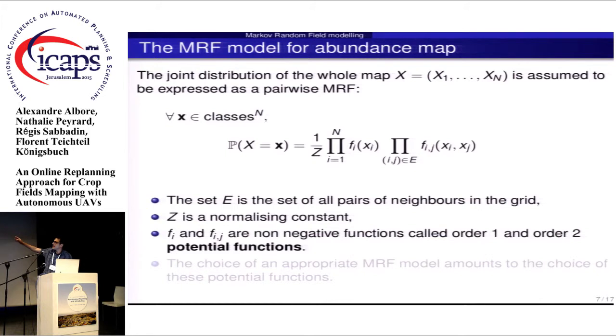The Fi and Fij functions. The Fi helps us to encode a prior we might have on the abundance class we are observing. So we are observing the amount of weed. Here we can say we expect to see that amount of weed in this position, this site. And Fij is the correlation matrix between two sites that are nearby.